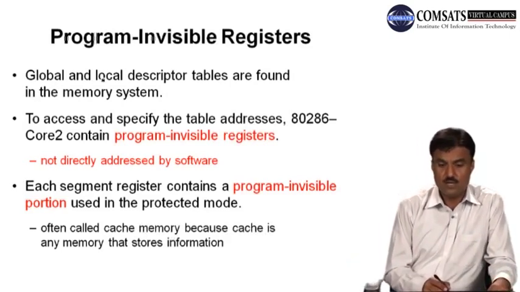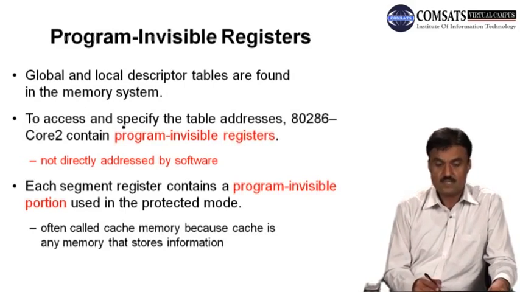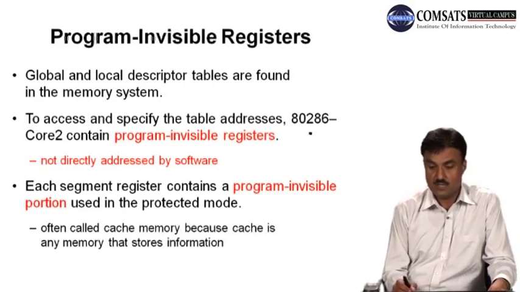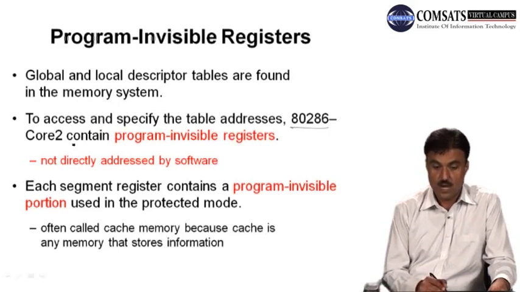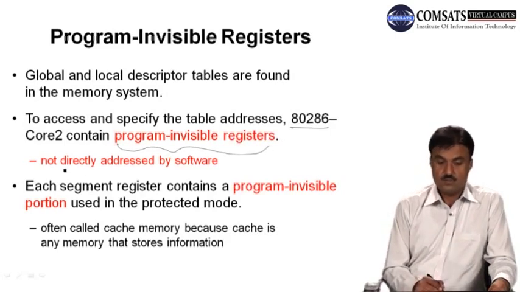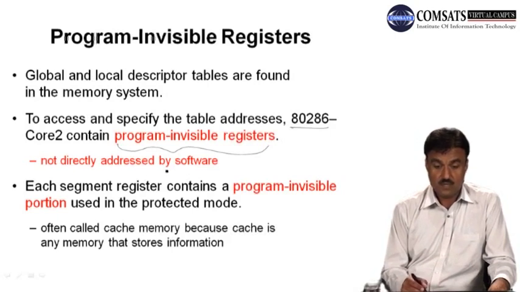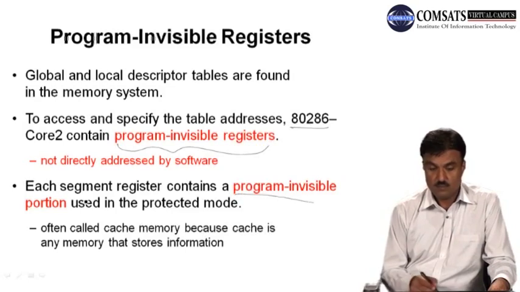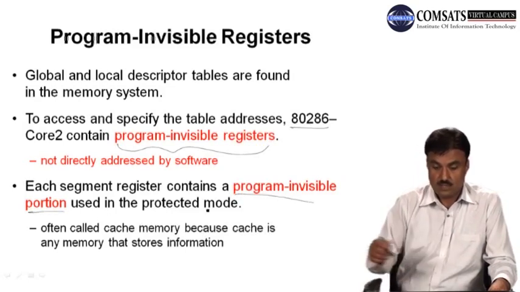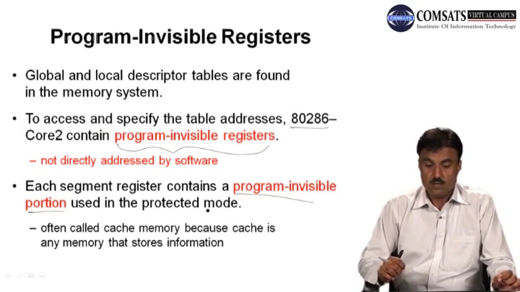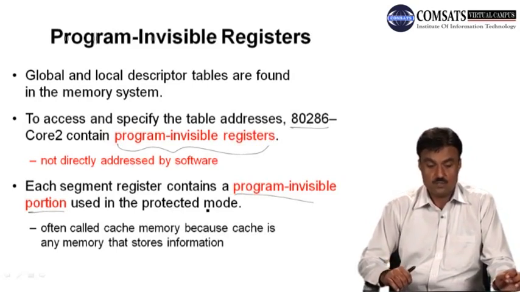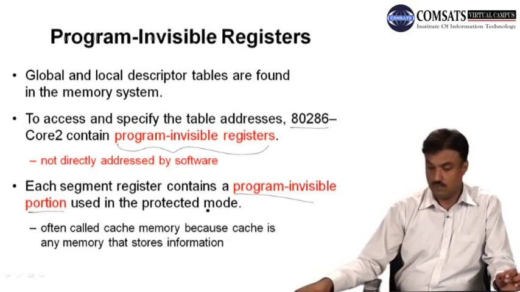Here you can see global and local descriptor tables are found in the memory. We know that they are in the memory. To access and specify the table addresses, the 80286 up to the Core 2 contain program invisible registers. So these registers are not directly addressed or cannot be accessed by the software. So each segment register contains a program invisible portion used in the protected mode. So this is called the cache memory, because cache is any memory that stores information.